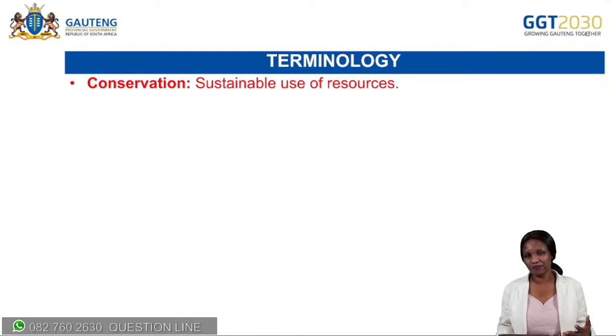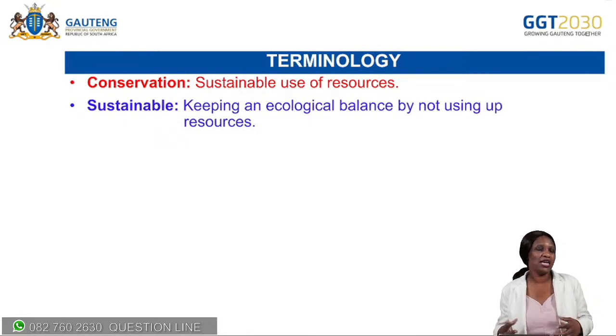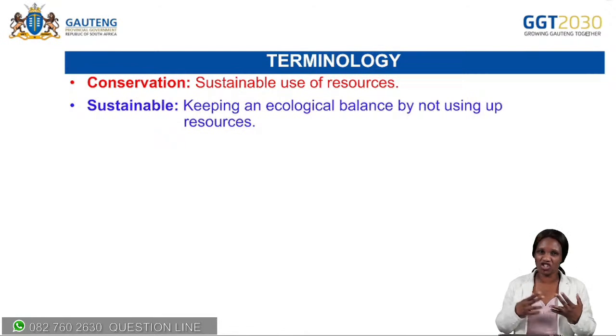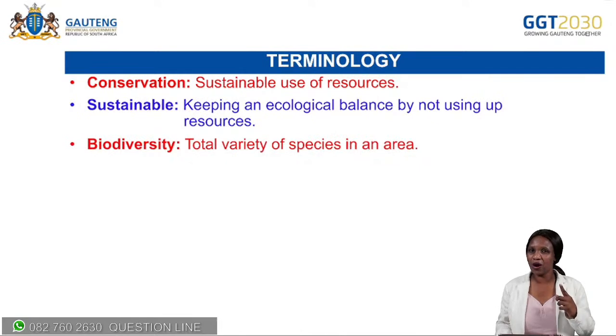We've got conservation. What is the meaning of conservation? Conservation is the sustainable use of resources. When we are talking about conservation, this is a sustainable way of using our natural resources. It is protecting them. It is managing them. And sustainable means keeping an ecological balance by not using up the resources. Remember, we should not use up our natural resources so that future generations will also enjoy them. They will also see them.